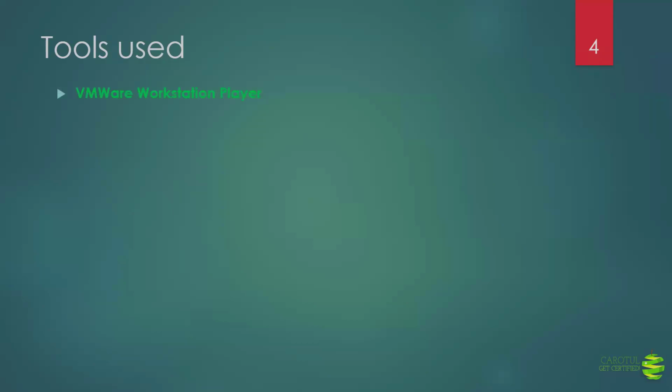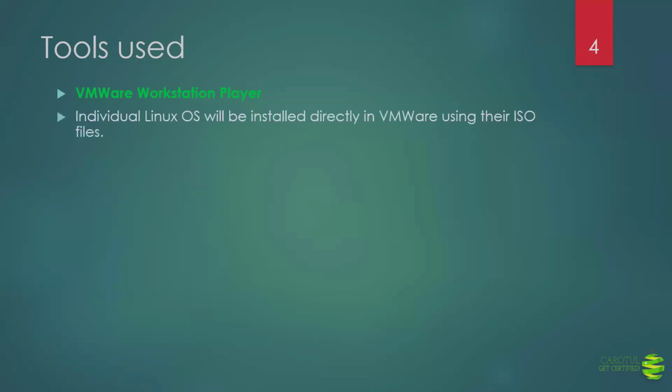the VirtualBox solution. What we are doing in this course is using VMware Workstation Player, which is the free version from VMware, and you can download it from the VMware website. But if you face any issue in downloading, you can also download it from the Dropbox link I provided. Individual Linux OS will be installed directly in VMware using their ISO file, right? So let's say you downloaded the ISO for RHEL 9 and also the ISO for, let's say, Linux Mint, then you can install them separately as two different virtual machines.